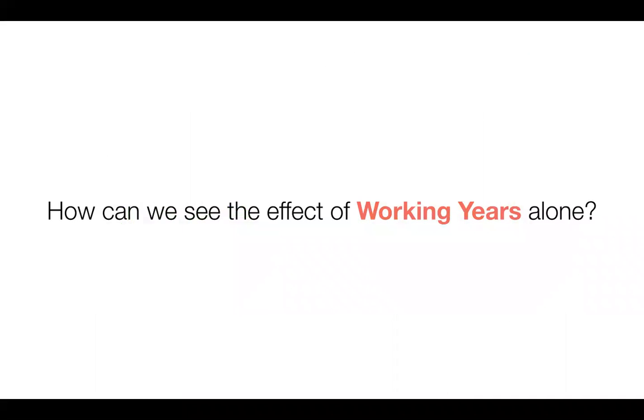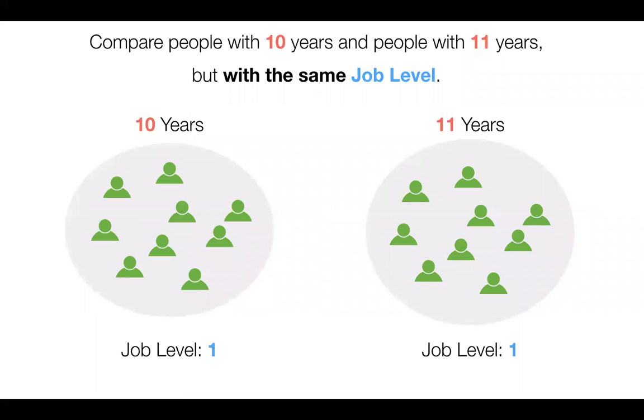So how can we see the effect of just working years alone? Well, it's actually simple, right? If we can control the job level, meaning we pick only the people with job level 1, and then we create two groups of 10 years working folks and 11 years working folks. That means the only difference between these two is the working years. Forget that all the other variables might be different.